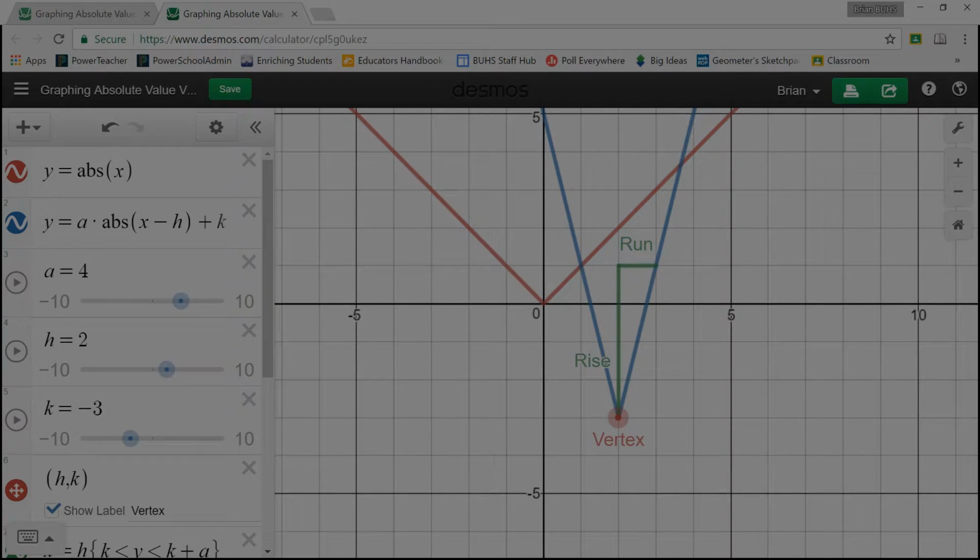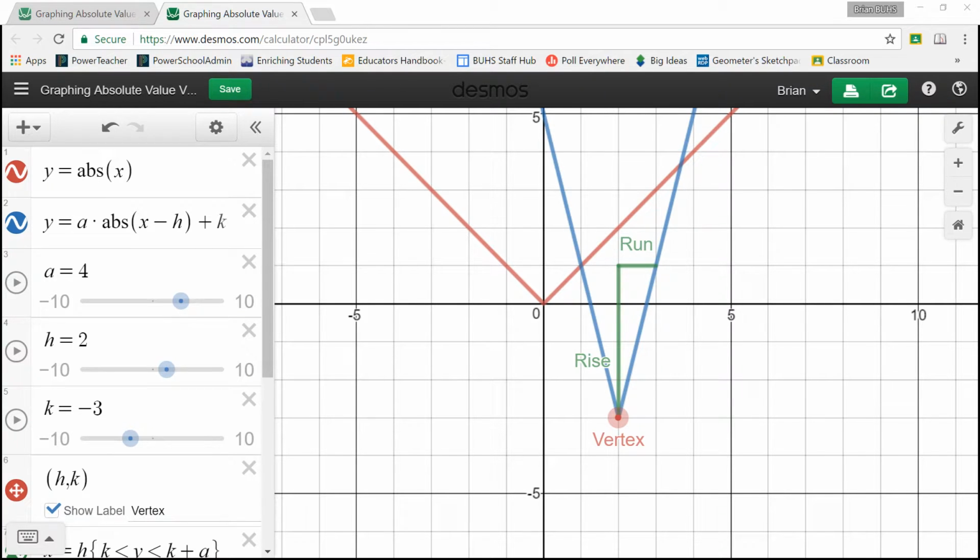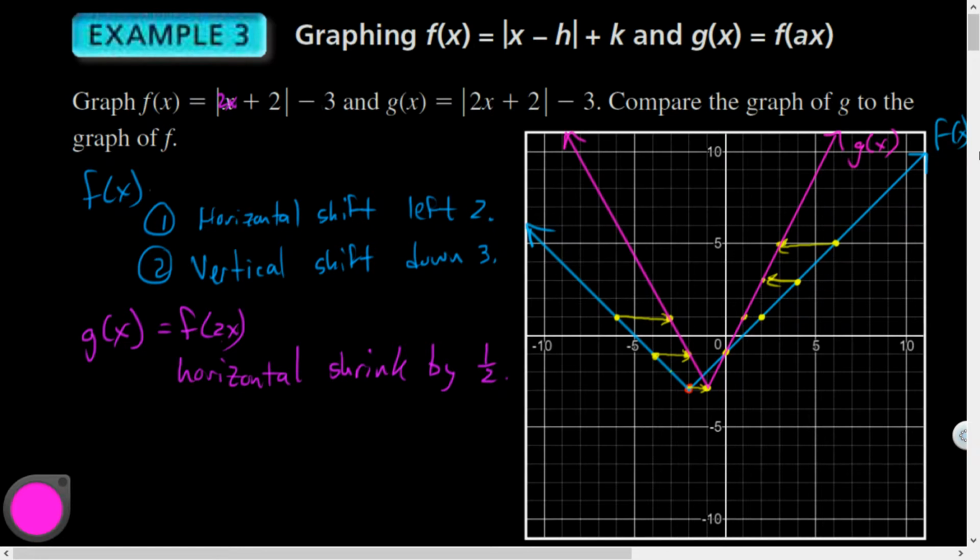Let's see. So let me show you this little vertex form, friends. Let's see. Where am I? Here I am.